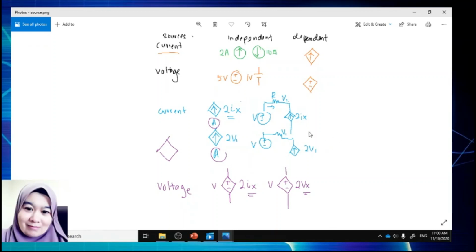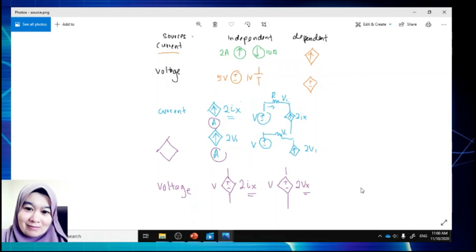For example, here we have a circuit like this. Then we have a current dependent on current. So you need to find Ix somewhere here, and you put the value here. And here is a current dependent on voltage. The voltage is actually the value here.